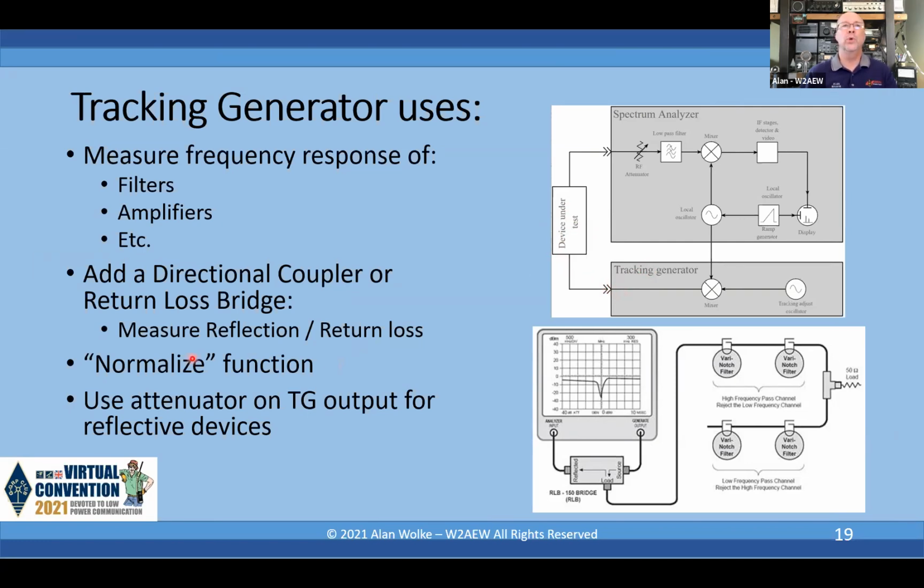So if you do a normalize with the attenuator in line, you'll essentially take the effect of that out of it, and then you can make your measurement and not have any distortion or tracking problems due to the reflection of out-of-band signals. So if you see people sometimes using a tracking generator with an attenuator, that's why. And the normalize function can help you essentially calibrate that out of the system.